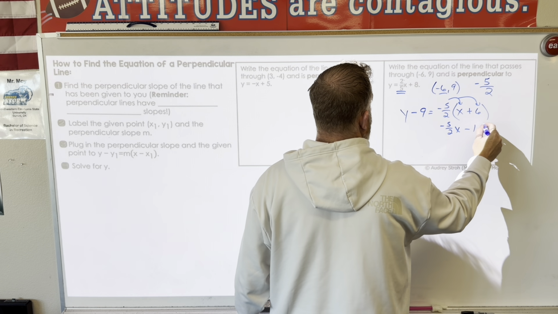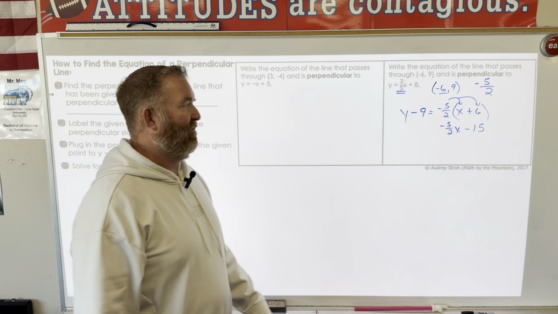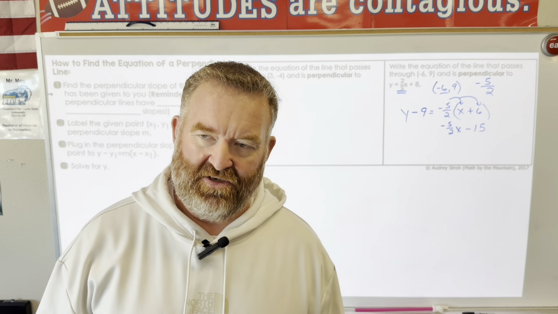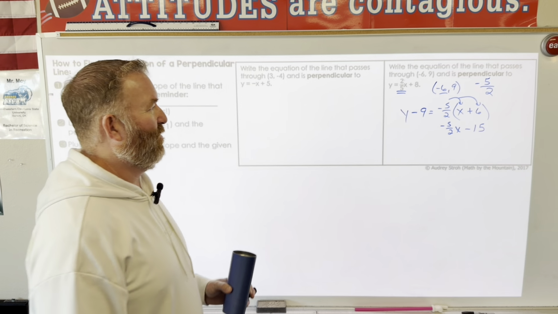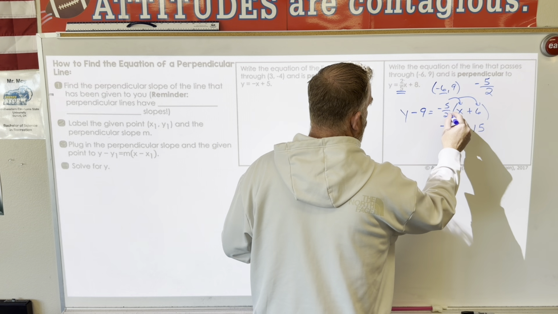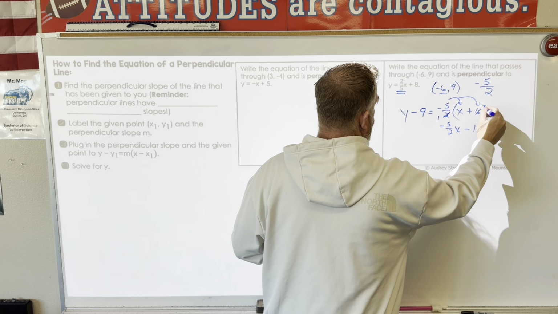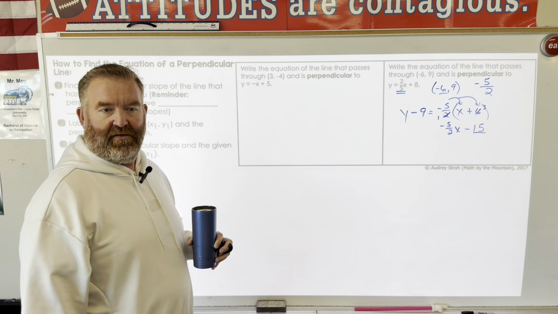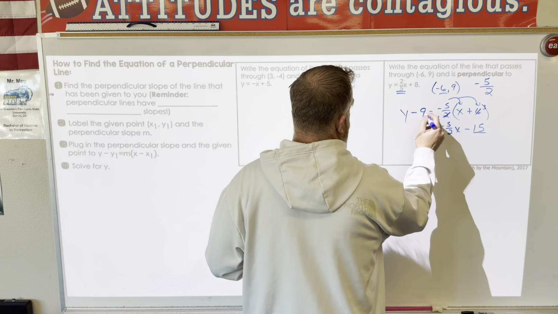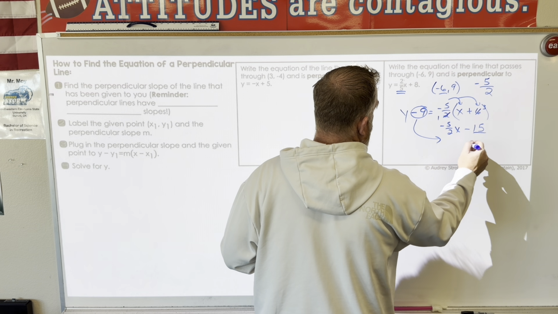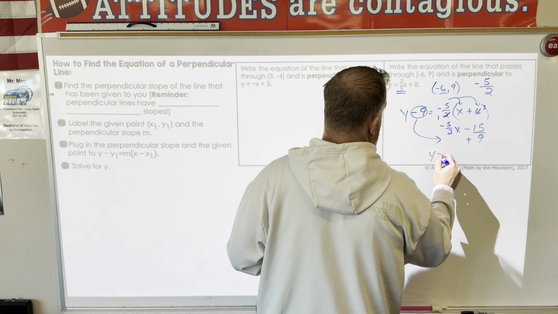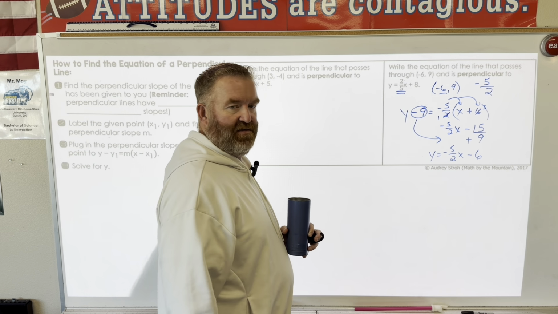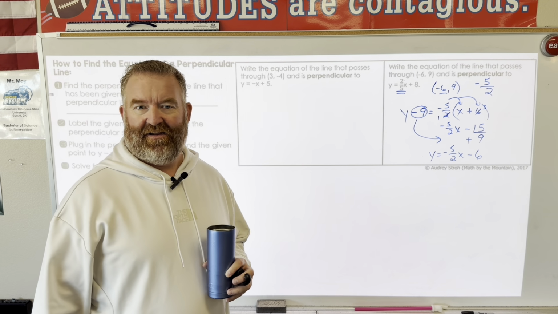That should be negative 15. Negative 5 over 2 times 6 is negative 15. You should have used your calculator. The way I did it in my head, I know that 2 cancels out. That's a 1. That's a 3. What's 5 times 3? 15. That's how I did it in my head. Okay? All right. Negative 9 becomes a what when I move it? Positive 9. It should be y equals negative 5 over 2x minus 6. Is that what you got?